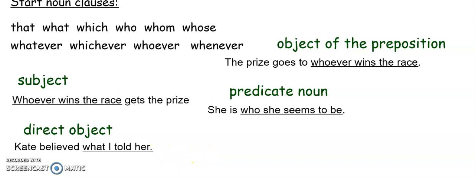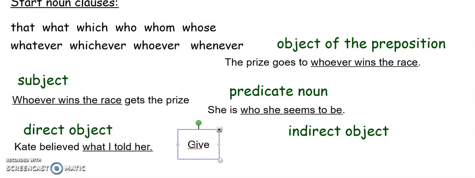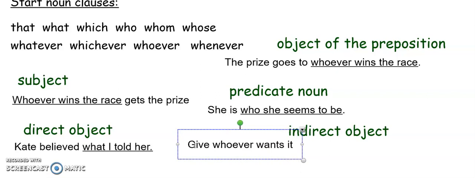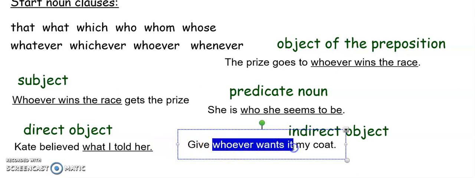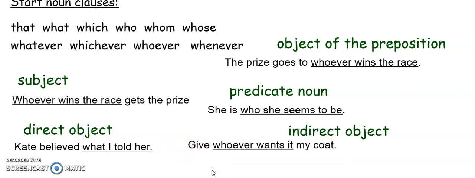Okay? So, and of course, lastly, they can be indirect objects. And remember, indirect objects are to whom or for whom something is done. Your kids just learned this last month. So, for example, give whoever wants it my coat. So, the subject is you because it's a direction. And the verb is give. You give to whom? Whoever wants it. Give what? My coat. So in this case, it's acting as an indirect object.